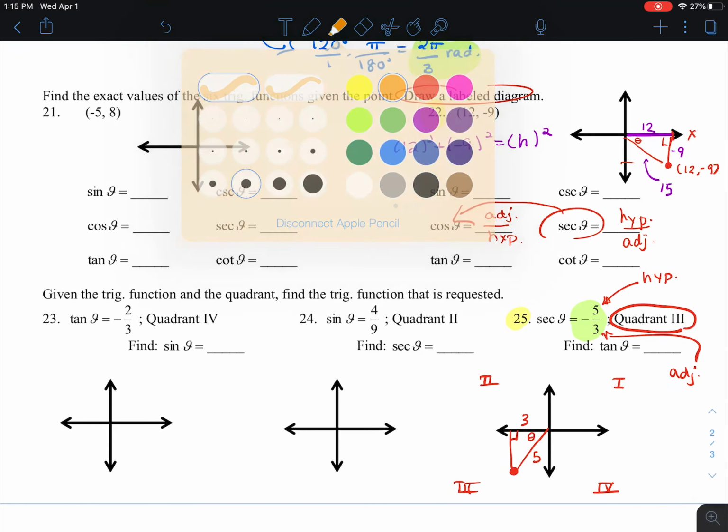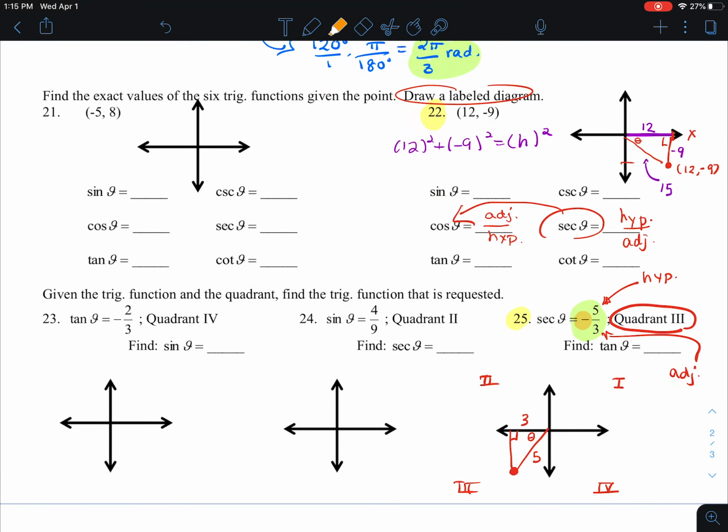But if you look closely at this fraction, you see that the fraction was negative. That means either the hypotenuse is negative or the adjacent leg is negative. And we've said the hypotenuse is never negative. So that means I have to label the adjacent leg as negative. And if you look at the picture, it makes sense that the horizontal leg should be negative because it's laying right over top of the negative side of the x-axis.